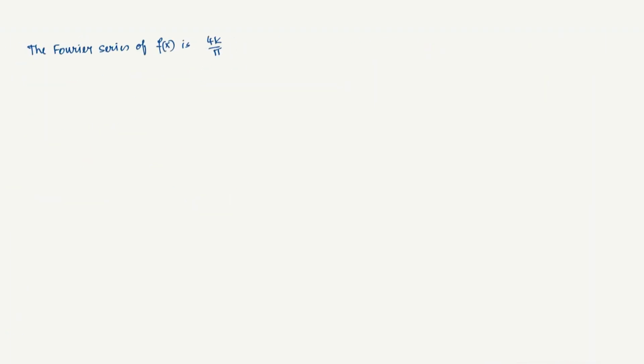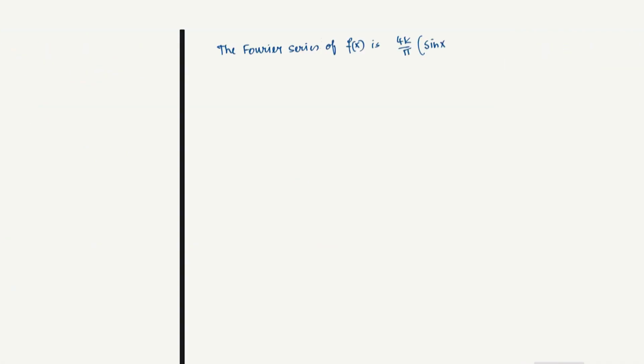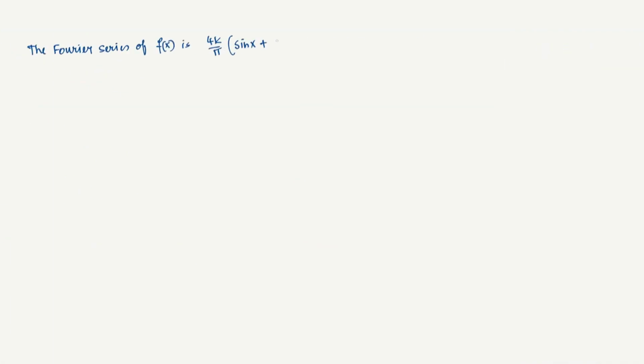b1 times sine x, b2 times sine 2x, b2 is 0. Then we have sine 3x, you see, 4k by 3 pi. So it is 1 by 3 sine 3x plus 1 by 5 sine 5x, plus it goes on like this. So this is a representation of this particular rectangular wave function.